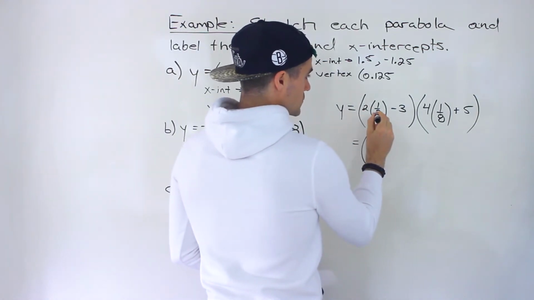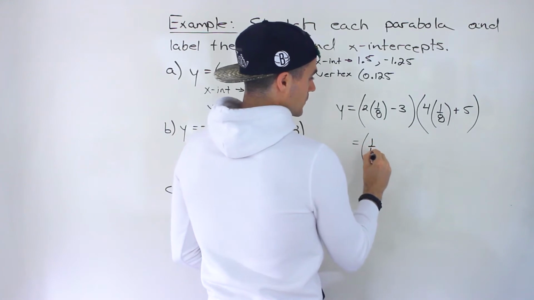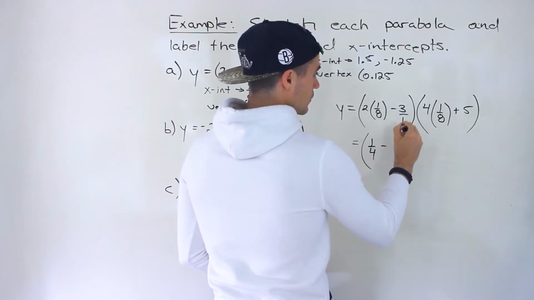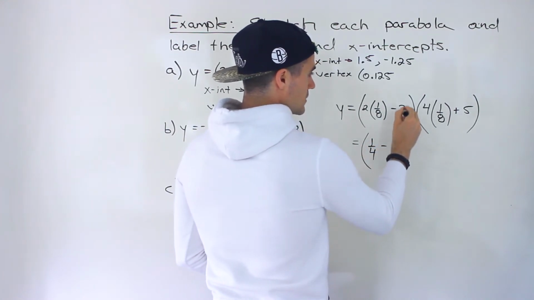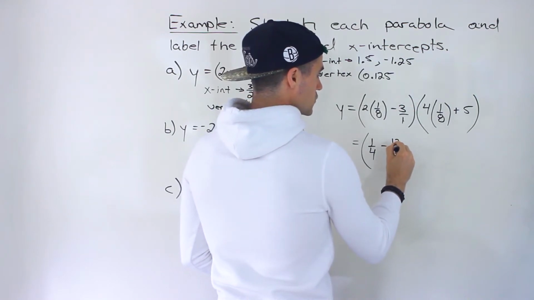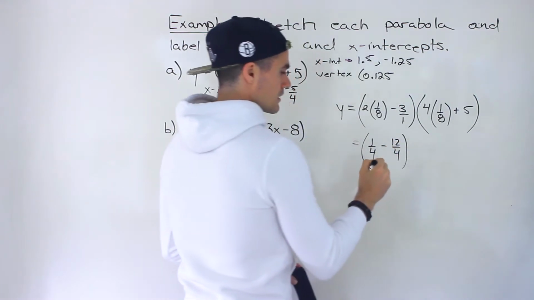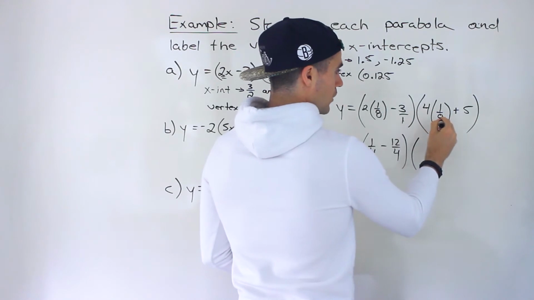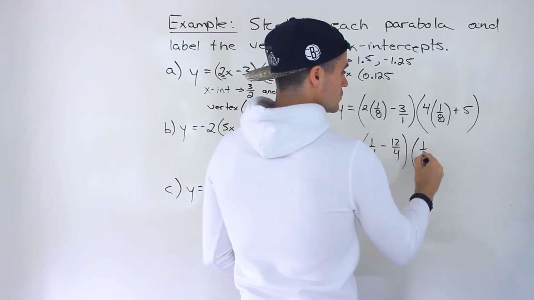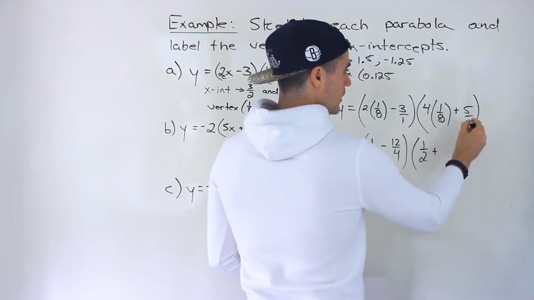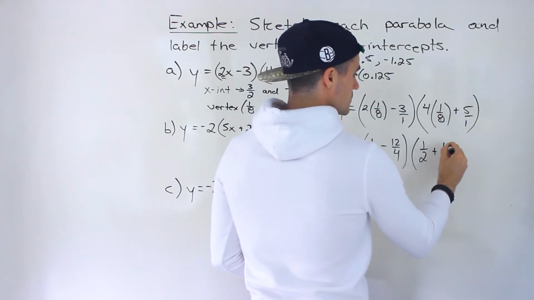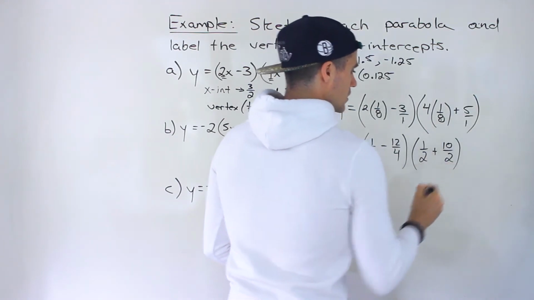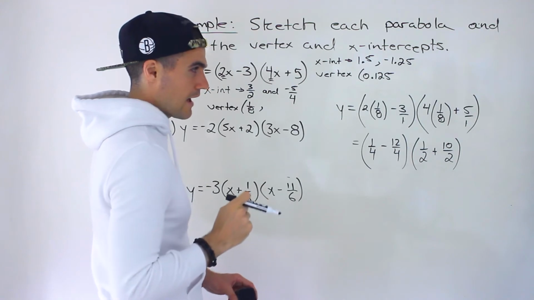So 2 times 1 over 8 would be like 2 over 8, so that would be 1 over 4 minus, this is like over 1. So multiply this by 4, multiply this by 4 would be 12 over 4, like that. And then 4 over 8 would give us 1 over 2 plus 5 over 1, multiply this by 2, multiply that by 2, so it'd be like 10 over 2, like that.